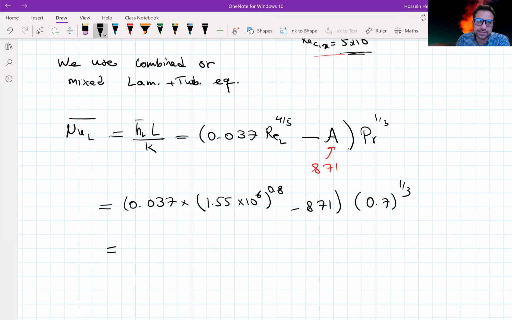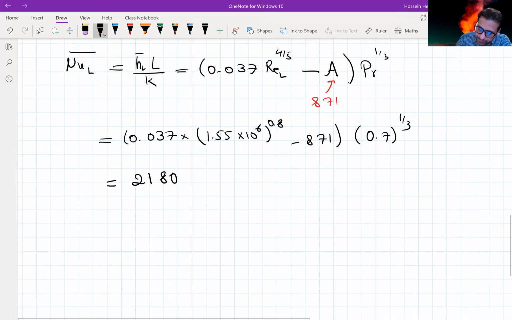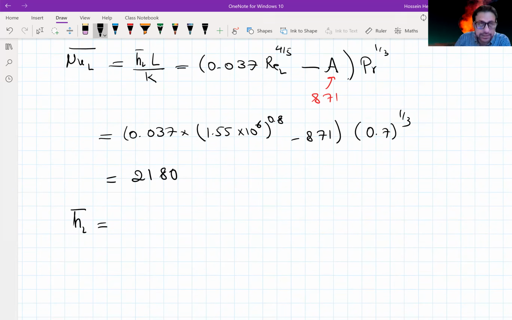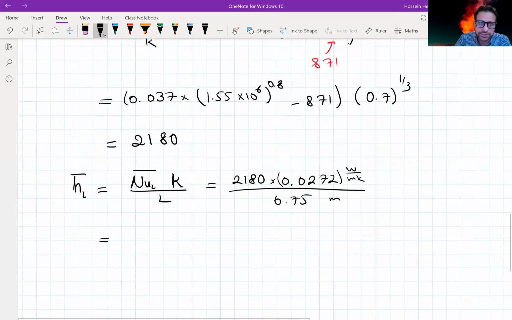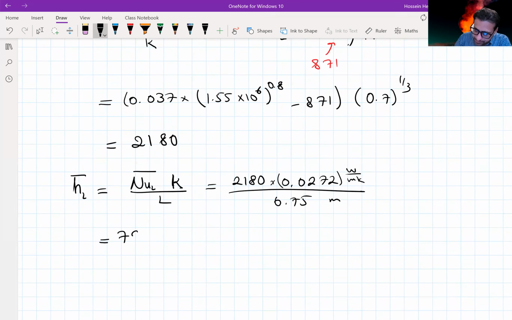If you do the math here, the average Nusselt number is going to be 2180. So from here, we can find h_L, which is Nusselt number L times k divided by L. So 2180, k was 0.0272. Remember, the unit of k is watt per meter Kelvin, divided by 0.75 meter. So h_L is going to be 79.1 watt per meter squared Kelvin.